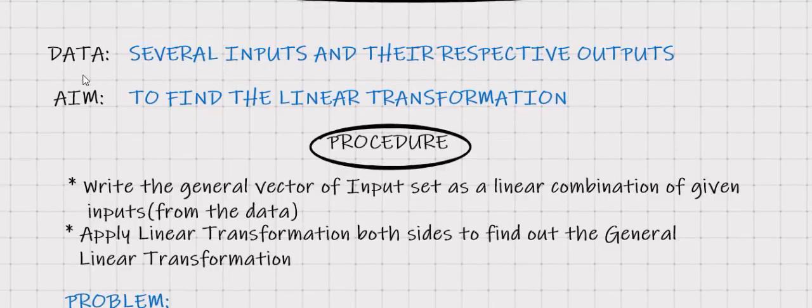So in this particular topic, the data will be several inputs and their respective outputs. Our aim is to find out the formula, that is, the general linear transformation which obeys the inputs and outputs given in the problem. That should obey that. The procedure is, the very initial step is, you should write the general vector of the input set. Here the input set is R3, so the general vector will be x comma y comma z.